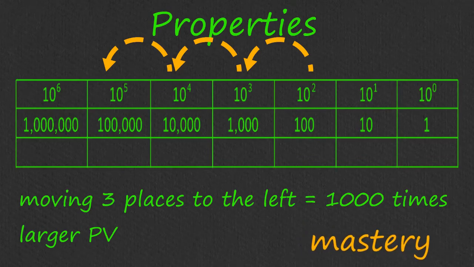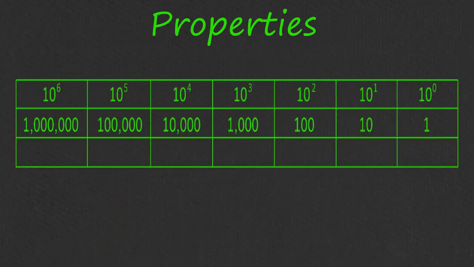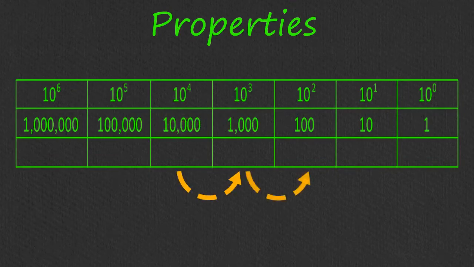If you master this with the decimal numbers, it will be much easier for you to move on to the binary numbers. Now, what would happen to the place values if we were to go to the right? For example, let us start at the place value of 10,000 and move 2 places to the right. What would you expect to happen to the place value?